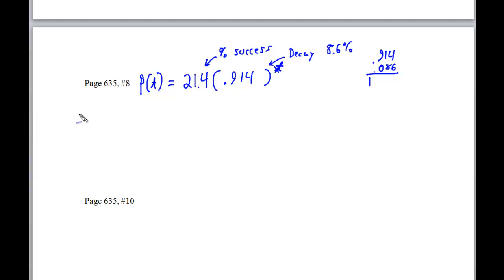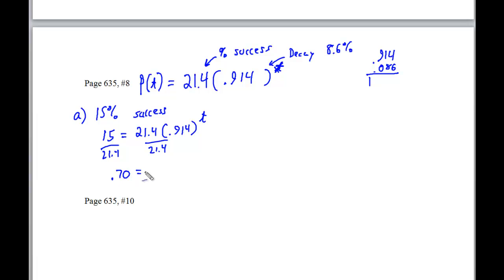So the question for A is asking, when do we have 15% success? So we have 21.4% now, but when will we hit the 15% mark? Because this is dropping, what we're going to do is just type in our equation here and solve for T. Move the 21.4 over by division. As you see, all of these problems seem to have the same kind of pattern. We move something over, do some division. 0.70 is equal to 0.914 to the T power.